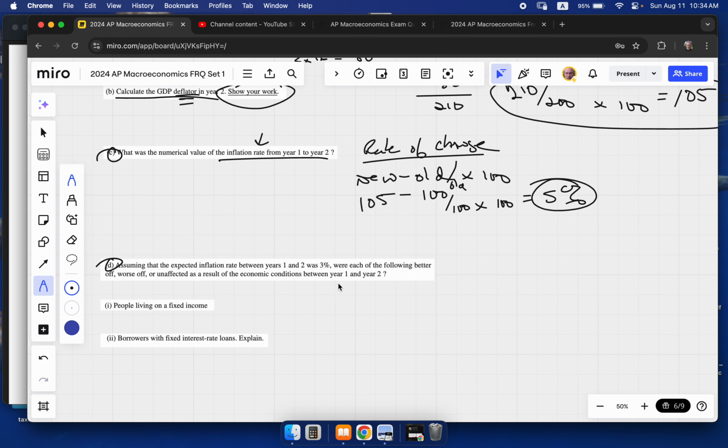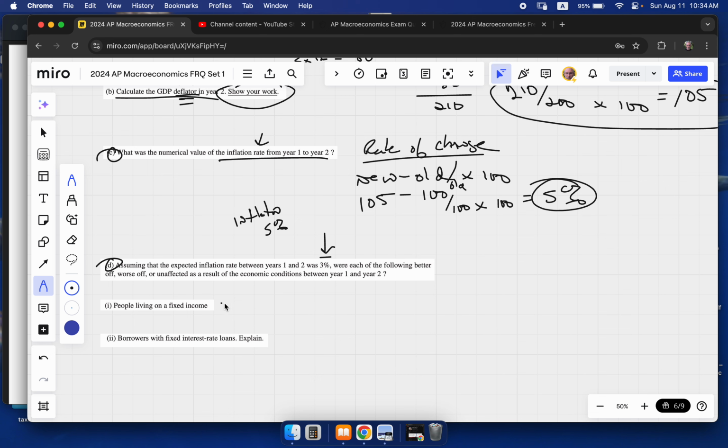Assuming that the expected inflation rate from year 1 and year 2 was 3%, is each of the following better off, worse off, or unaffected as a result of the economic conditions? So let's think about this for just a second. There was an expected inflation rate of 3%, but inflation was higher. Inflation was actually, again, 5%.